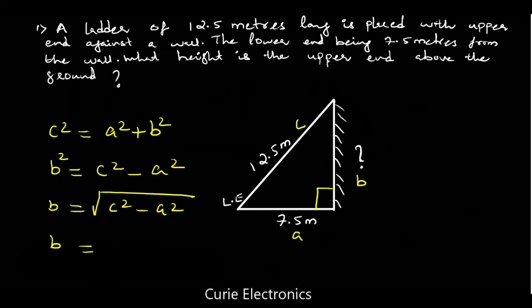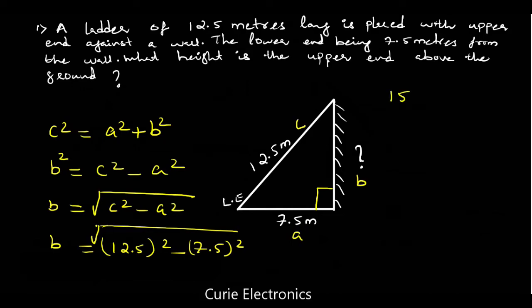So B equals, what is the value of C? 12.5 square minus 7.5 square. I'll write on the right side. So what we get? What is the value of 12.5 square? That is 156.25. How to find the square root? We have already learned in the previous class.